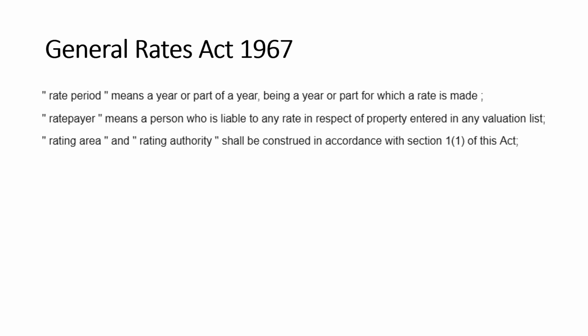General Rates Act, a period means 1 year or part of a year for which the rate is made. Ratepayer means a person who's liable for the rate in respect to property entered into the valuation list. And rating area means rating authority in accordance with Section 1 sub 1 of the Act. But again, we all now know from looking at this Act that it doesn't apply to a private dwelling house, private property.